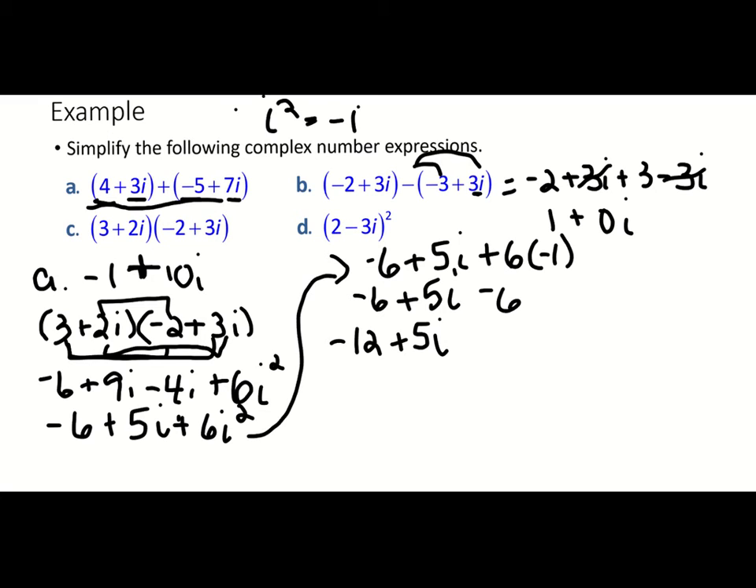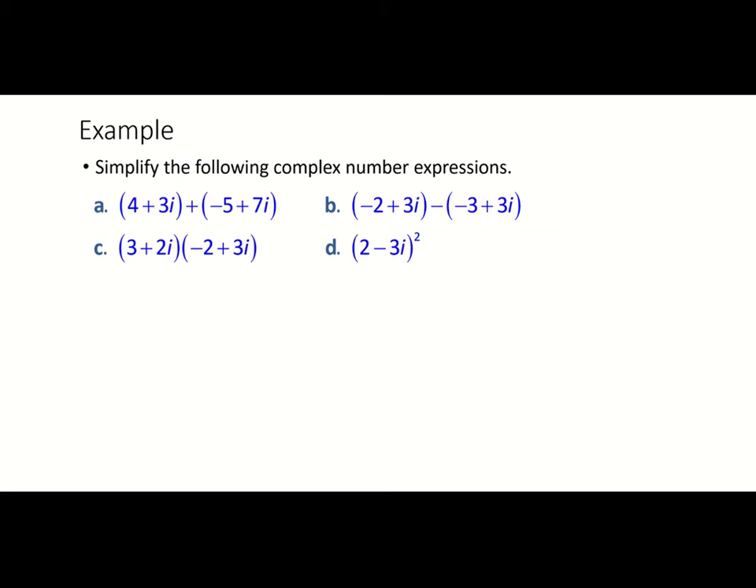You always want to make sure whenever you end up with i squared when you're multiplying that you convert it to -1 and simplify. All right, so we have one more to do on this page. We have to take D, and we are squaring the expression 2 minus 3i. Remember, when you're squaring an expression, you can't just square the 2 and the 3i. You have to square the whole expression. So you have to do 2 minus 3i times 2 minus 3i.